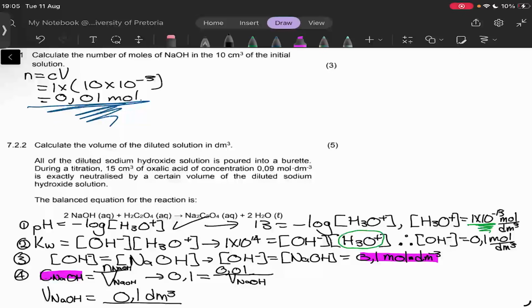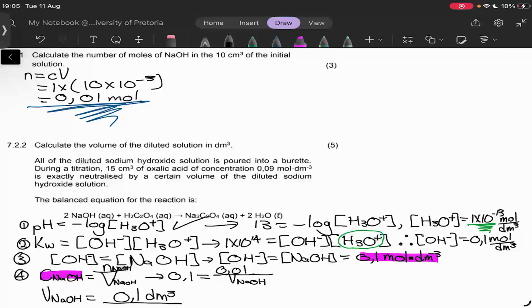That is the second step. Our third step is we look at the ratio of OH to NaOH. We know that within 1 mole of NaOH, I have a single OH present. So it's 1-to-1 essentially, and I can therefore conclude that my concentration of sodium hydroxide, NaOH, is also going to be 0.1 moles per decimeter cubed. I can then use that value in my C is equal to n over V formula, and I end up getting my V, which is my volume, to be 0.1 cubic decimeters.